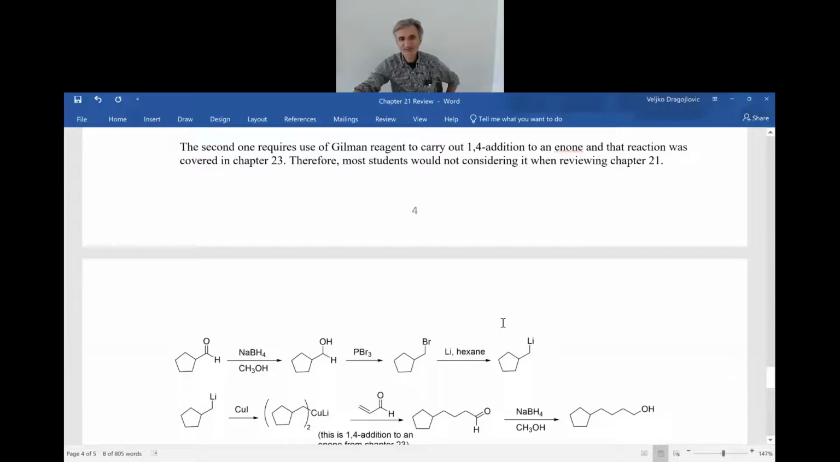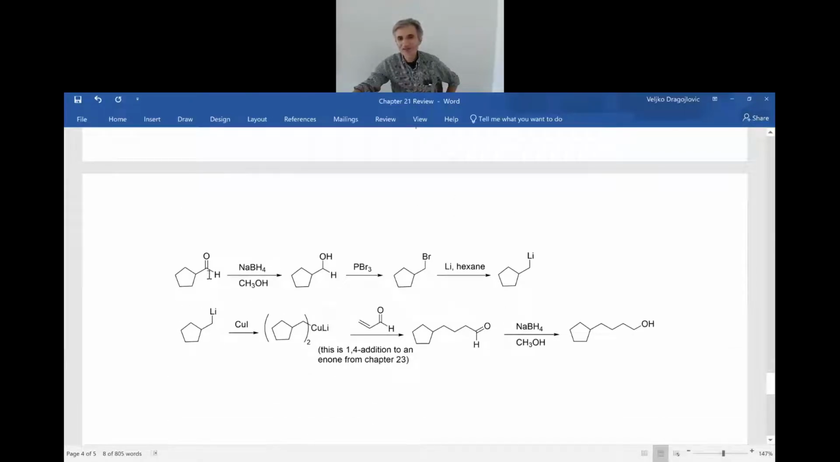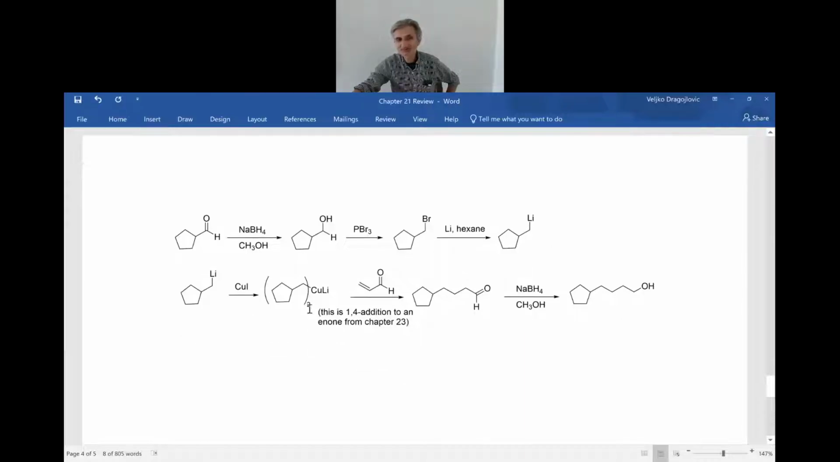And then we can come up with yet another method, conversion of aldehyde into an organometallic compound, and then 1,4 addition to this unsaturated aldehyde. But that's from chapter 23, so you would need a little bit of knowledge from future chapters. And then reduction gives the alcohol. So as you can see, a lot of methods, and we could probably come up with 4 or 5 more.